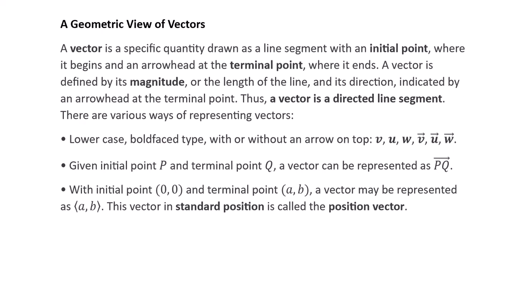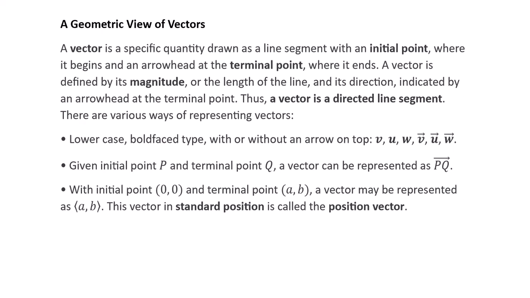There are various ways of representing vectors. Lowercase boldface type with or without an arrow on top. Normally when we're handwriting vectors, it's hard to show that we are writing in bold, so we tend to write an arrow on top indicating in handwriting this is a vector. Given initial point P and terminal point Q, a vector can be represented as PQ with an arrow over the top, the blunt end over the beginning, and the arrow going last over the terminal point.